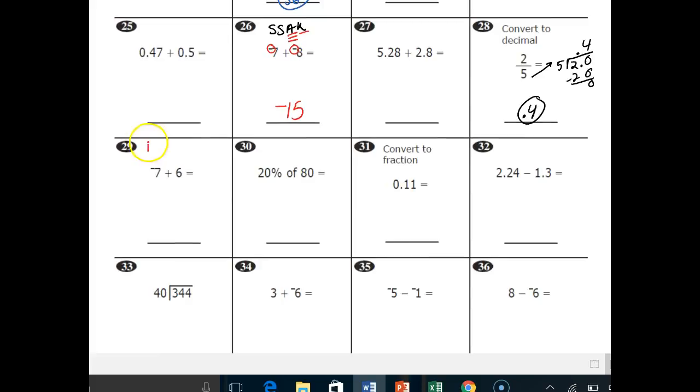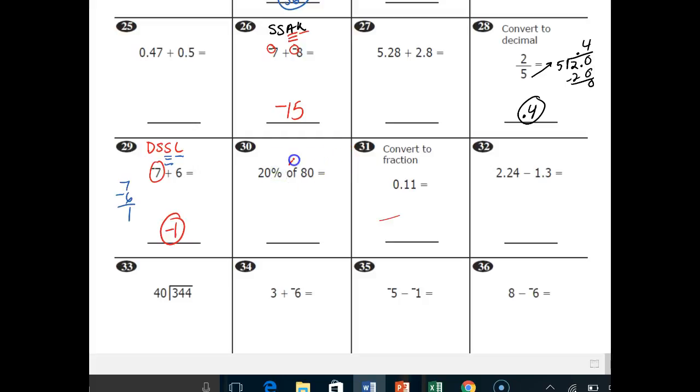Number 29 is DSSL. Different signs, subtract, keep the sign of the larger. So we should do 7 minus 6, which is 1, and I have more negatives than I do positives, so negative 1 is your answer.